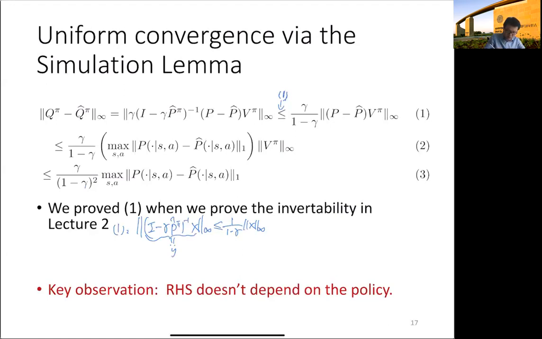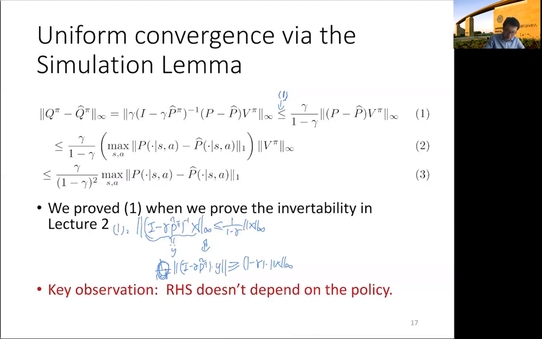Okay, so then this is equivalent to proving that (1 minus gamma) times the norm of (I minus gamma P hat pi) multiplied with y is larger than (1 minus gamma) times the norm of x, right? And how do we prove this?